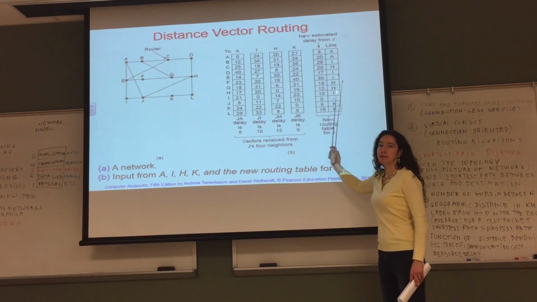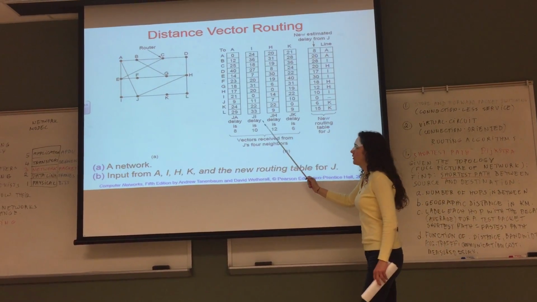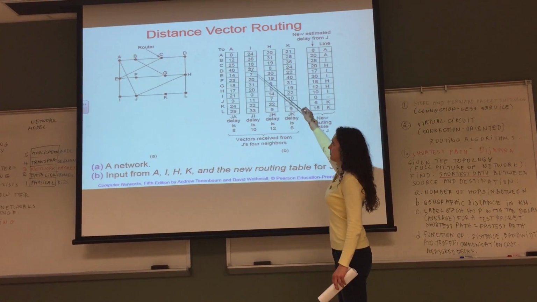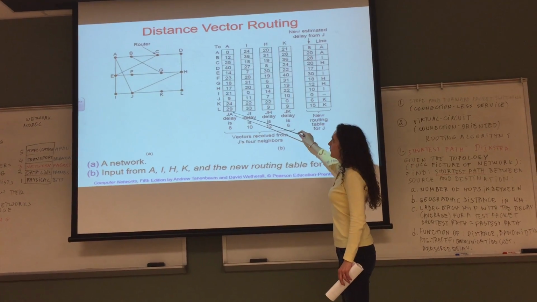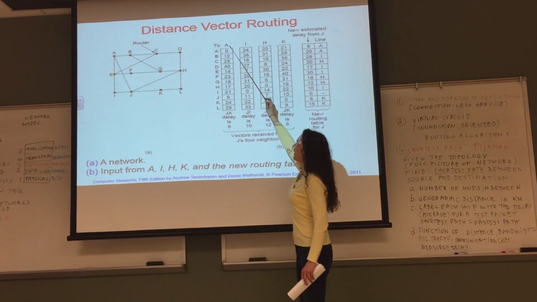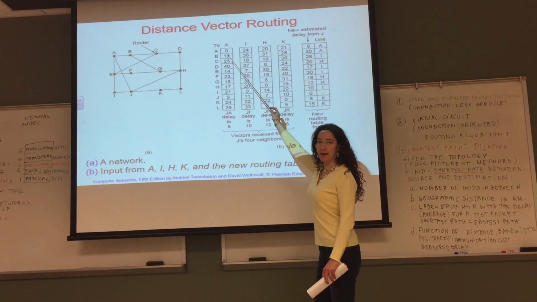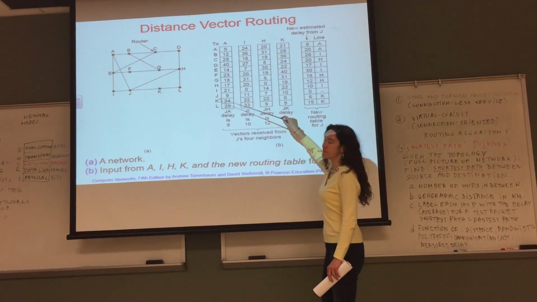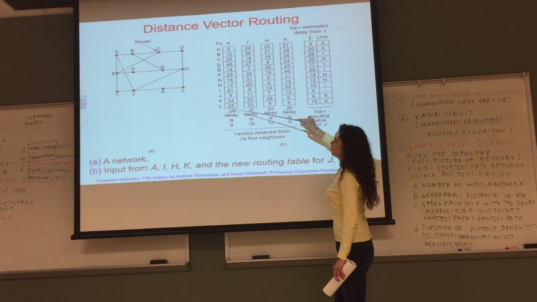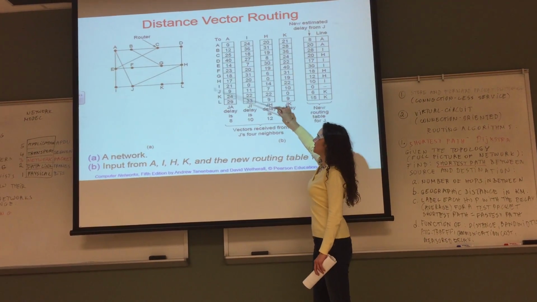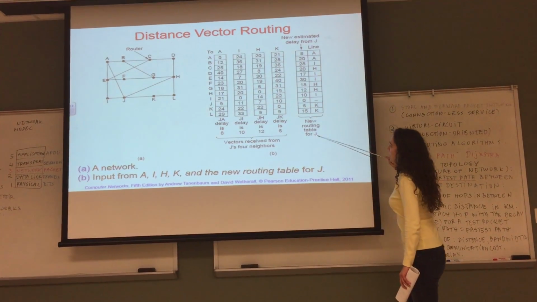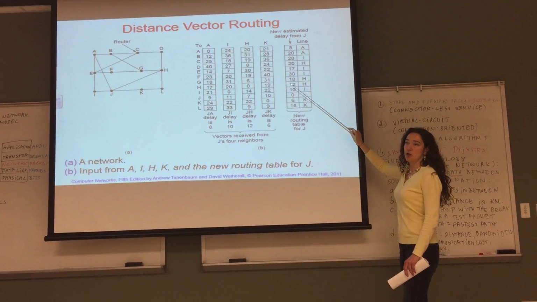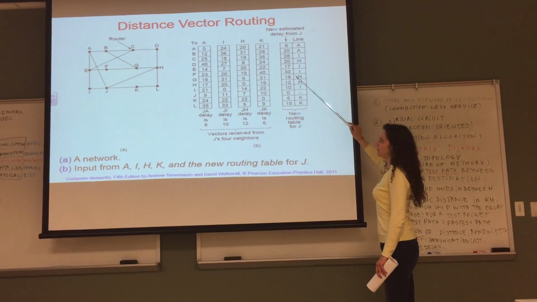The way this table is maintained is by receiving information from all of the neighbors of J. These are called vectors. Here is the vector for J from its neighbor A. The neighbor A will tell its delays to all of these other routers. The neighbor I will tell its delays to all these routers, and so on. So our router J can use this to compute the best delay that it knows for each destination router.